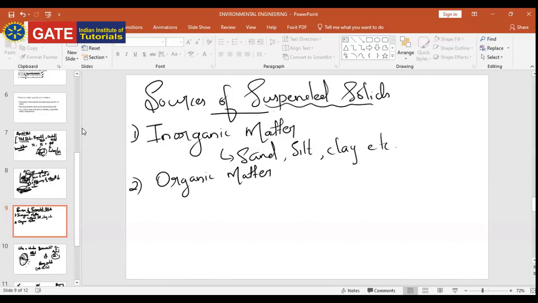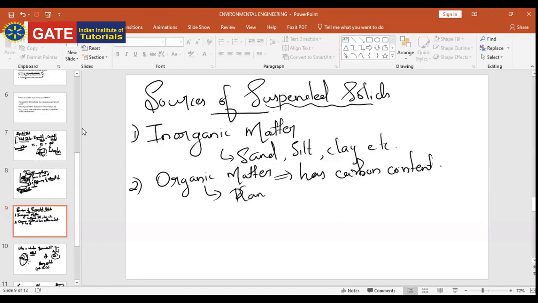Now what do you mean by organic matter? Organic content means it should have carbon content in it, right? So whichever material that has carbon content in it can be called organic matter. Okay, so it should have carbon content in it. Got it? Now, what are the examples of organic matter?